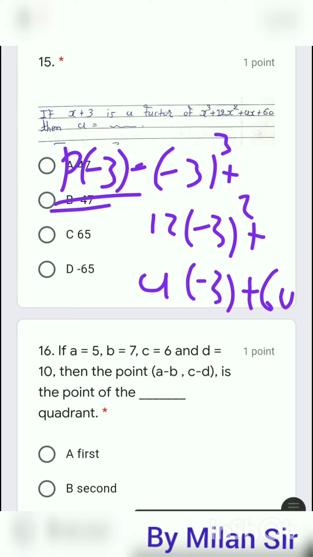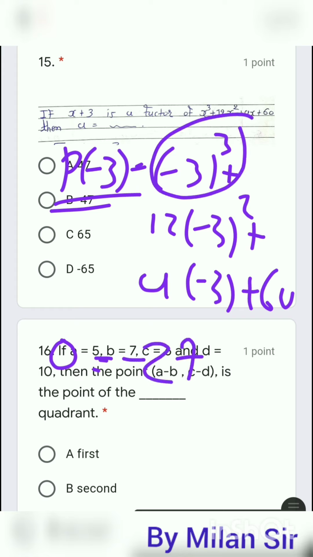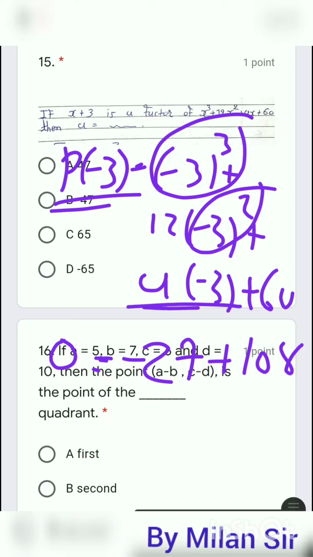And here in place of p of minus 3 we need to write 0, because we have the remainder 0. Now minus 3 all cube, it is minus 27. 3 cube is 27, and negative remains as it is negative. Here minus 3 all square, it is plus 9, and 12 into 9 is 108. Right, 3 square is 9, 12 nines are 108. Here minus 3 multiply a, it is minus 3a, and plus 60.